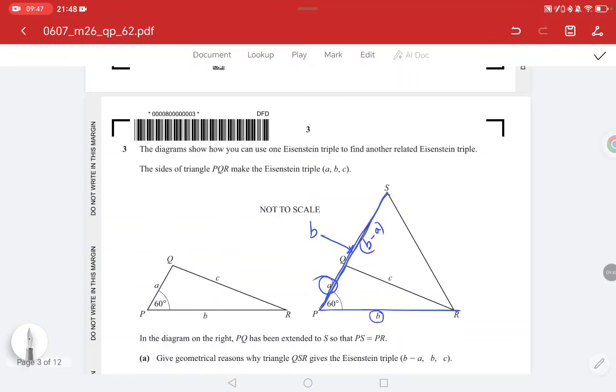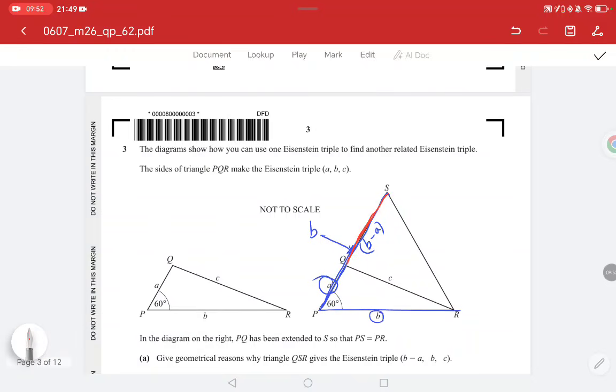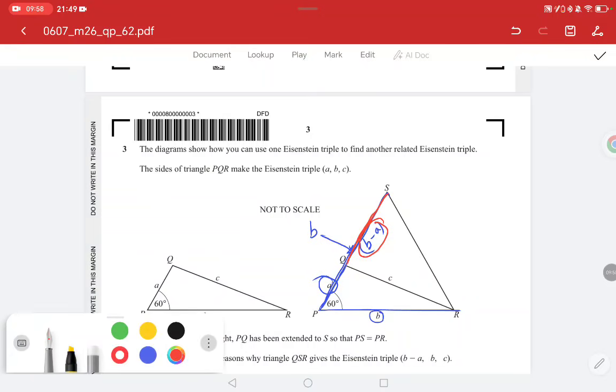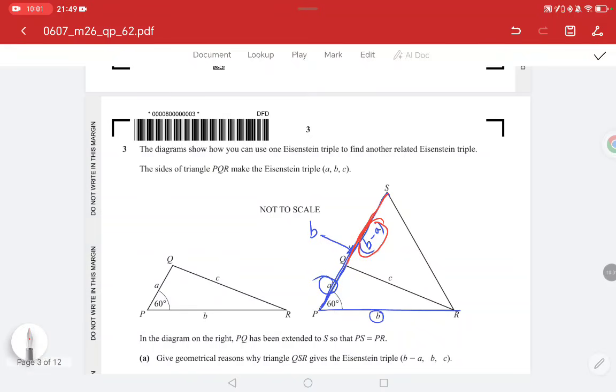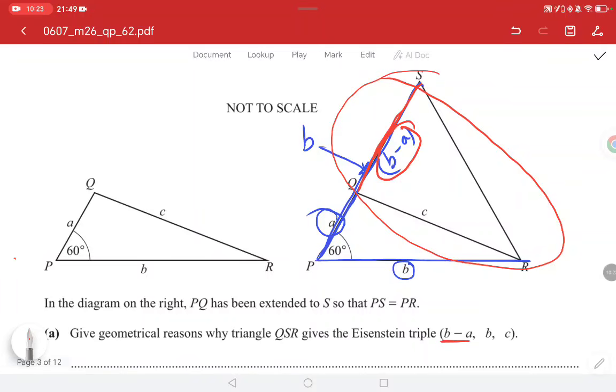So this one is B minus A. Okay, we are just following the instructions. Give geometrical reasons why triangle QSR, which is this one, gives the Eisenstein triple. Oh, they are giving here the three sides: B minus A, B, C.